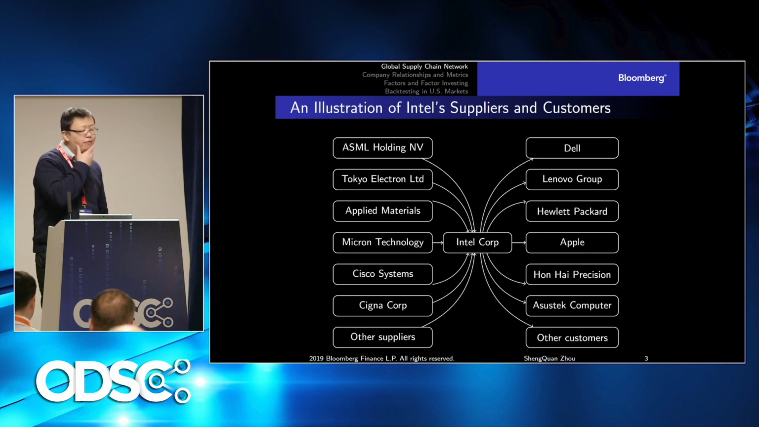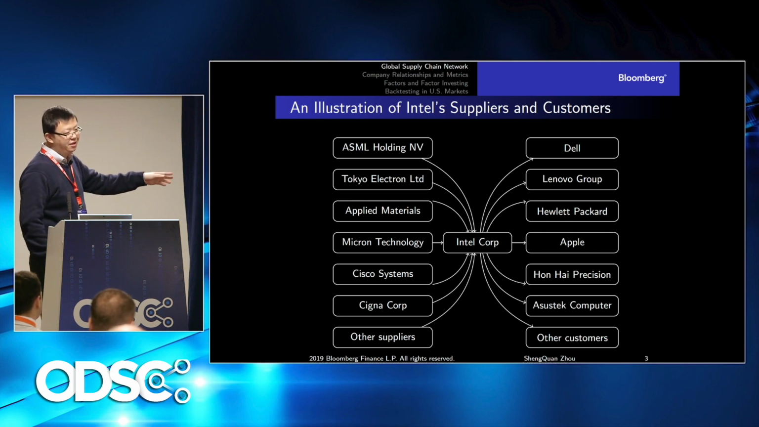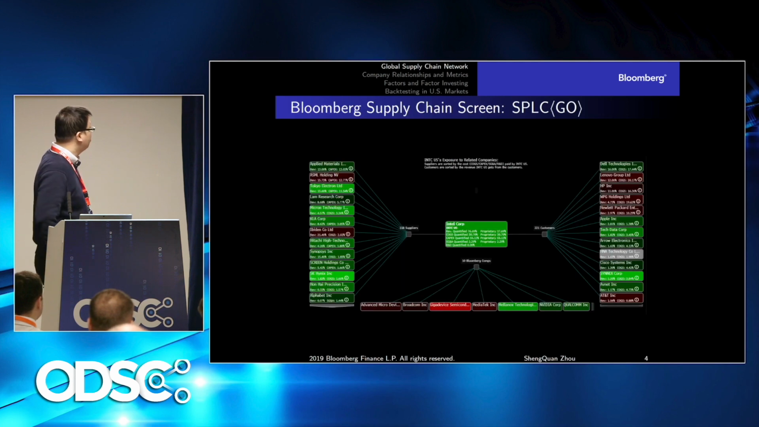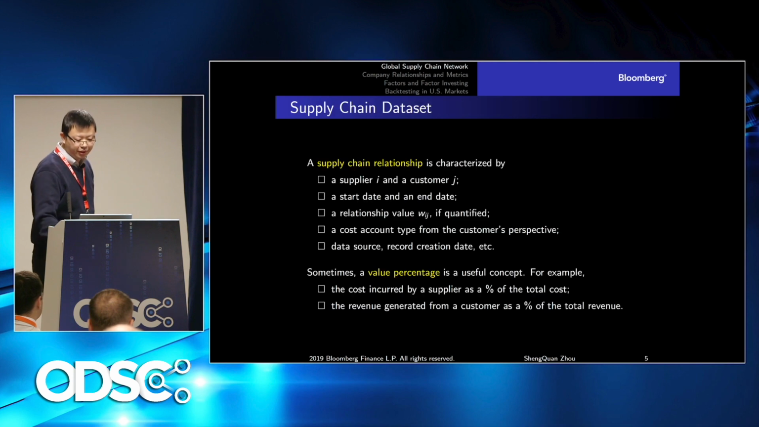This is an illustration of a supply chain from Intel's perspective. On the left-hand side are Intel's suppliers, on the right side its customers. You can see some materials companies on the left and, say, Apple on the right. If you have a Bloomberg terminal, you will see a more elaborate version of it. If you run SPLC, you'll find there are hundreds of relationships, both on the supplier end and the customer end for Intel, and there are more details about it on the screen.